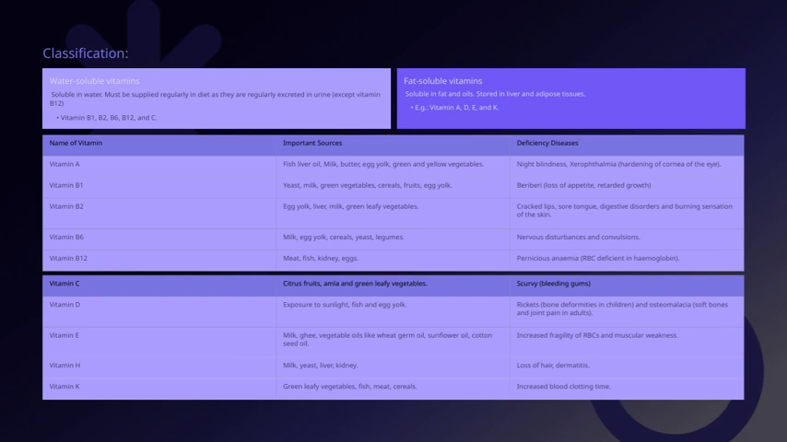Vitamin B6, found in milk, egg yolk, cereals, yeast, and legumes, is crucial for nervous system health. Its deficiency can cause nervous disturbances and convulsions. Lastly, vitamin B12, present in meat, fish, kidney, and eggs, is essential for red blood cell production, and deficiency can lead to pernicious anemia, characterized by a lack of hemoglobin in red blood cells. Understanding these vitamins, their sources, and deficiency symptoms helps us appreciate the importance of a balanced diet for maintaining good health.